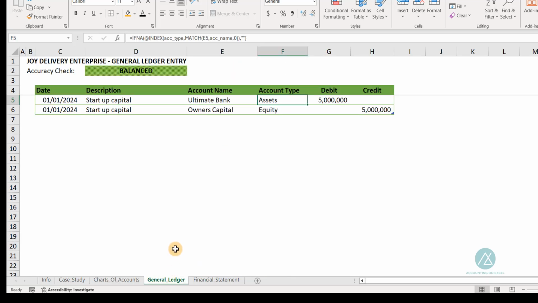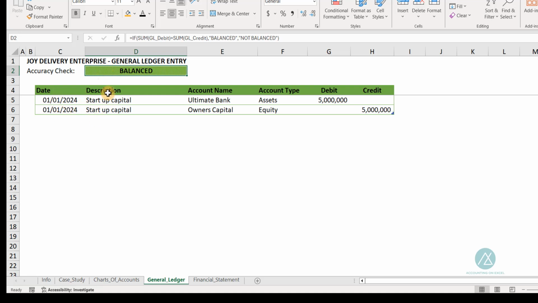Now, for the general ledger, this is where we'll be making the entry. If you're not an accountant, you should have it in mind that in accounting, for every debit entry, there's a credit entry, meaning that the total debit will always be equal to the total credit. And that's why you have this accuracy check here. When it's not equal, it will give you an error check saying not balanced. So this is just to guide you to know if you have made an accurate entry for each transaction.